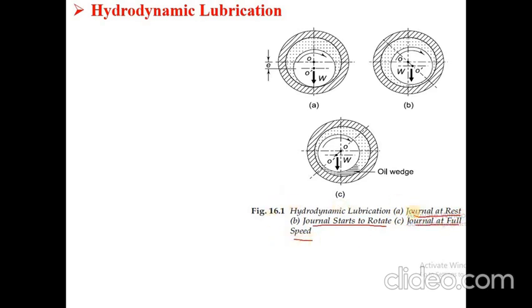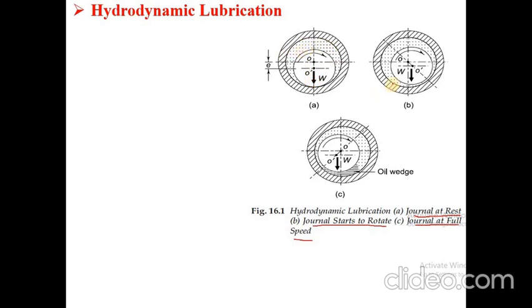The term journal used here is for the shaft. This shaft is also called the journal and the outer surface is the bush. Initially, when the journal is stationary or at rest, this is the position. The journal is in contact with the bush and W is the load acting on the journal. In between these two there is lubricating oil.